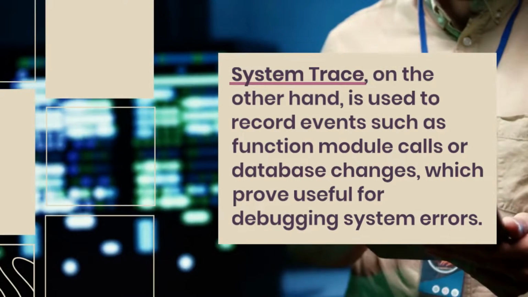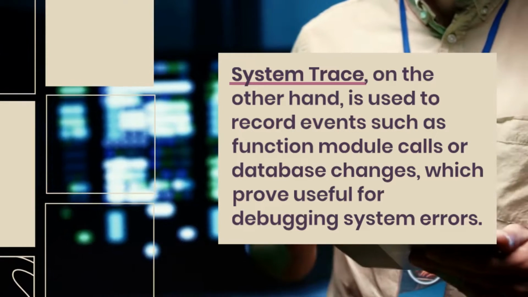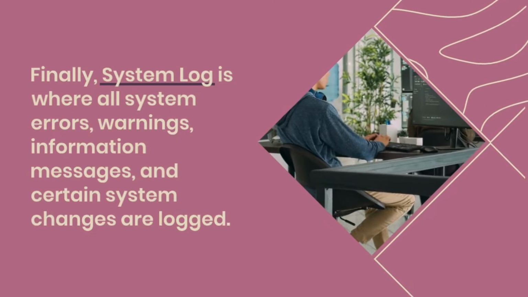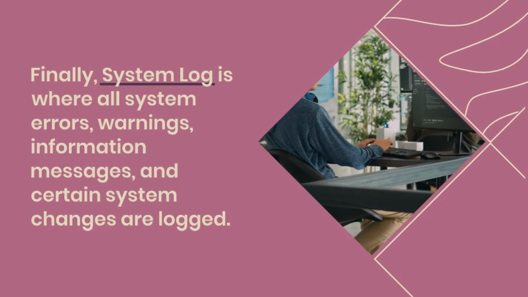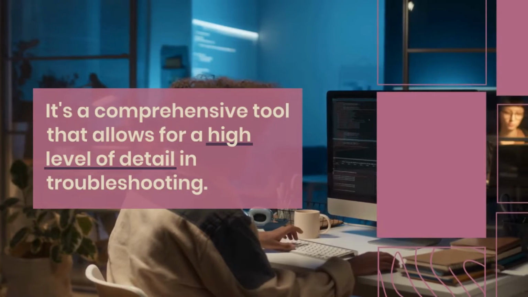System Trace, on the other hand, is used to record events such as function module calls or database changes, which prove useful for debugging system errors. Finally, System Log is where all system errors, warnings, information messages, and certain system changes are logged. It's a comprehensive tool that allows for a high level of detail in troubleshooting.